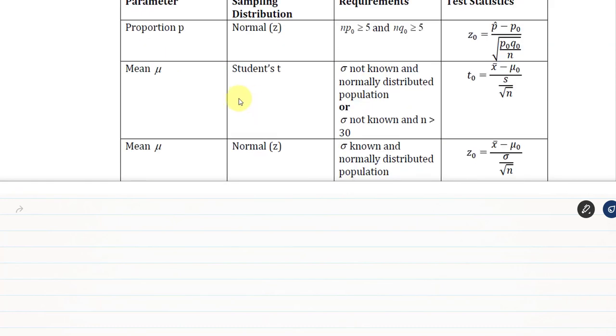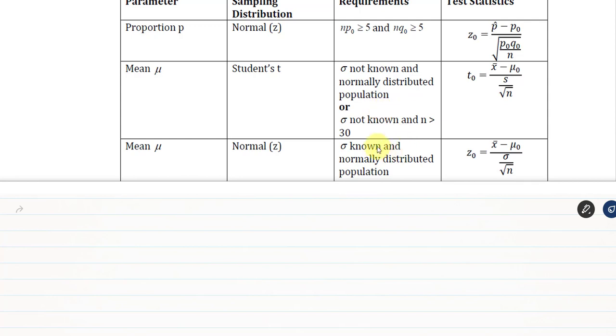For the mean, we have two cases. One is using the student T distribution, or the T-test, and the other is using again the normal Z, or the Z-test. We use the student T when we are not given the standard deviation of the population, and we use the normal Z when we do have the standard deviation of the population, sigma.